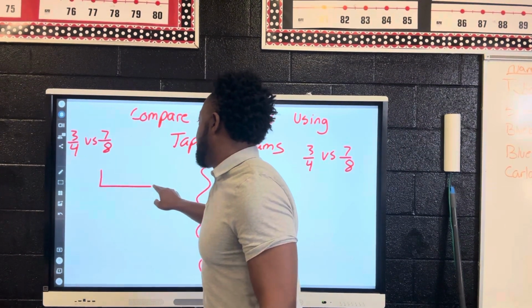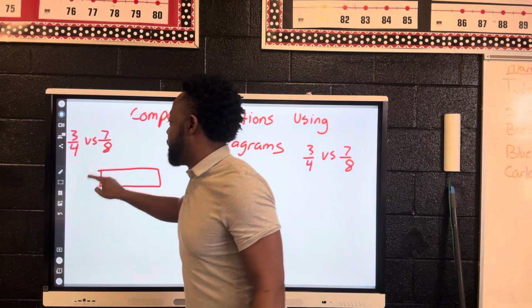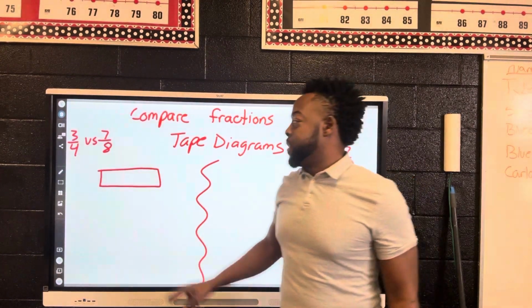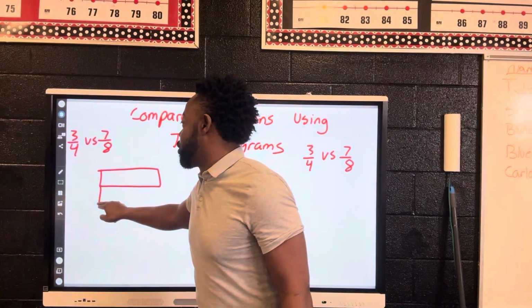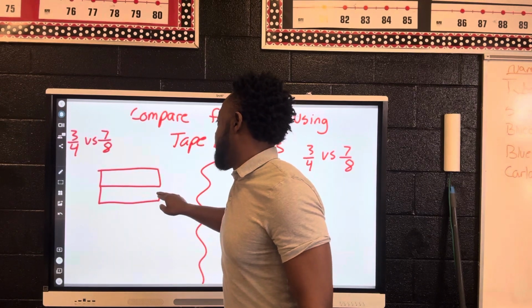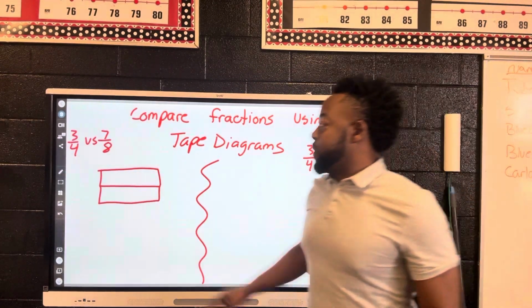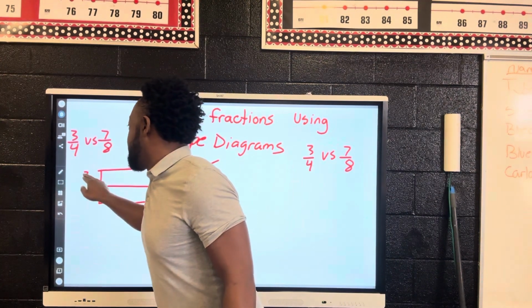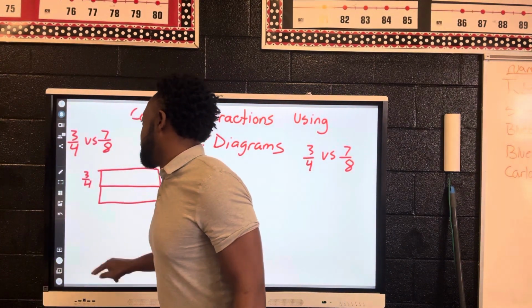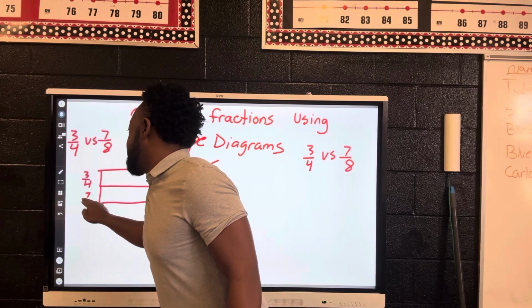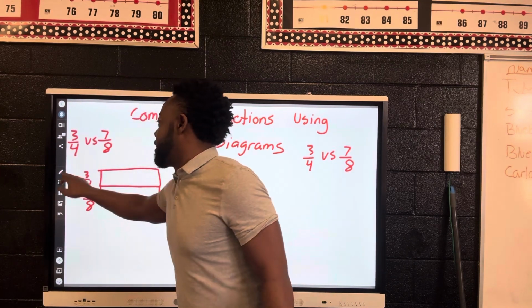First thing I'm gonna do is draw a simulated piece of tape. Then since I'm comparing, I know I'm doing two of them, I'm gonna draw the exact same piece of tape and it connected. This piece of tape right here is gonna represent 3/4. This bottom piece of tape is gonna represent 7/8.